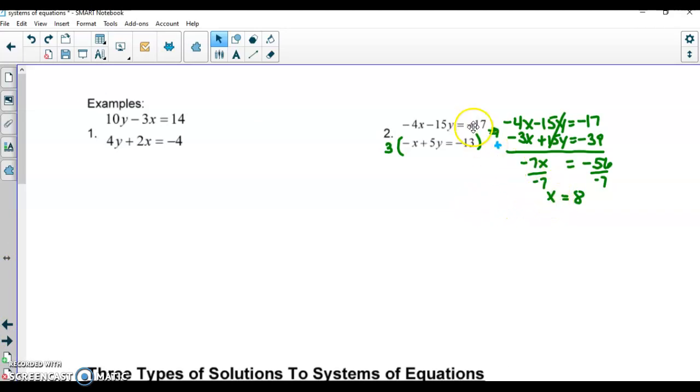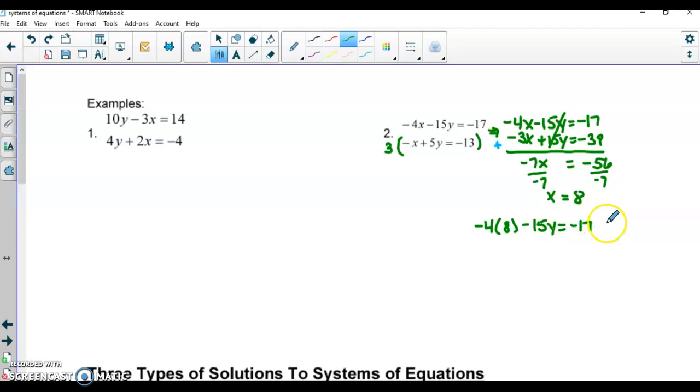X is 8, so pick one of my two original equations to substitute 8 back into, either the top or the bottom. I'm going to choose the top. It really does not make a difference which one you choose. So negative 4 times 8 minus 15y equals negative 17. Now let's solve for y. So that's negative 4 times 8 is negative 32 minus 15y equals negative 17.